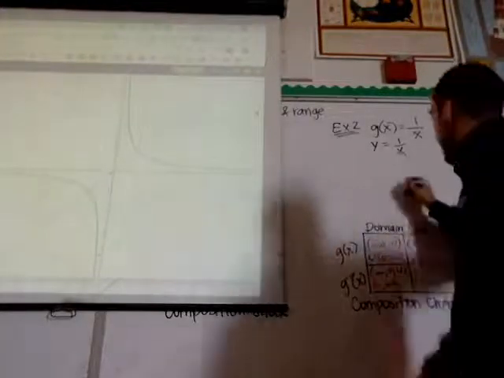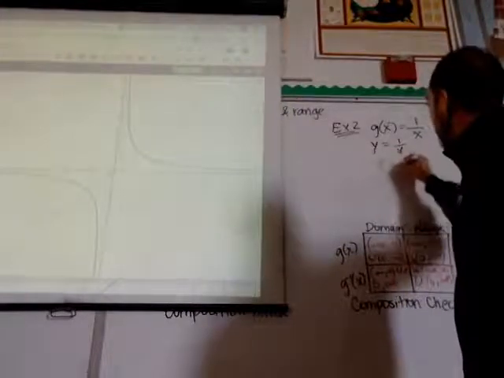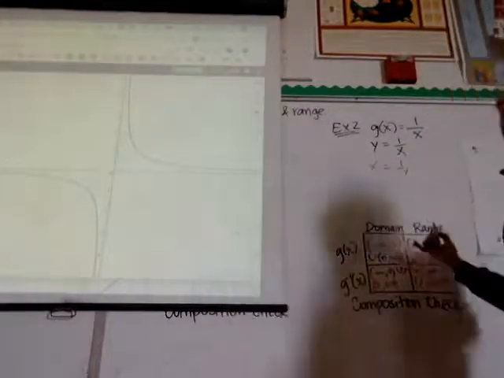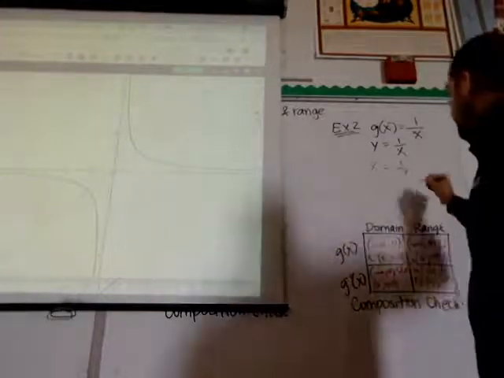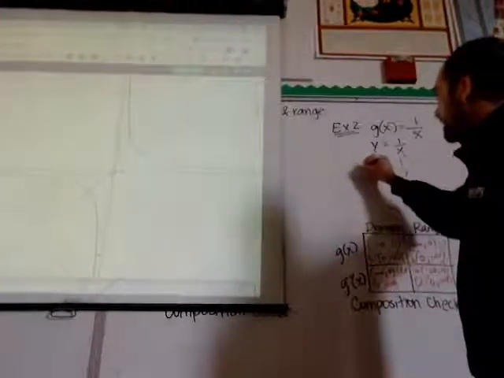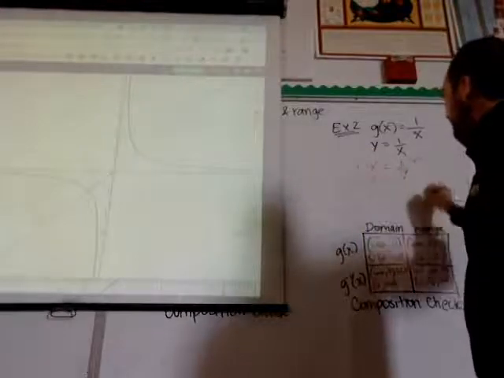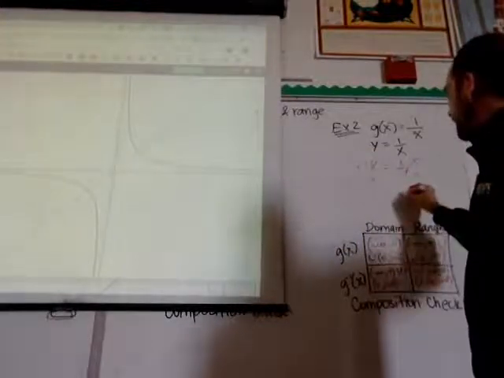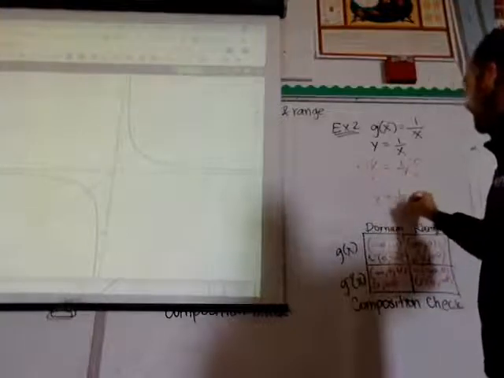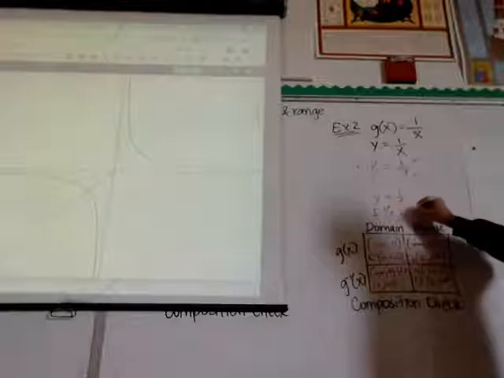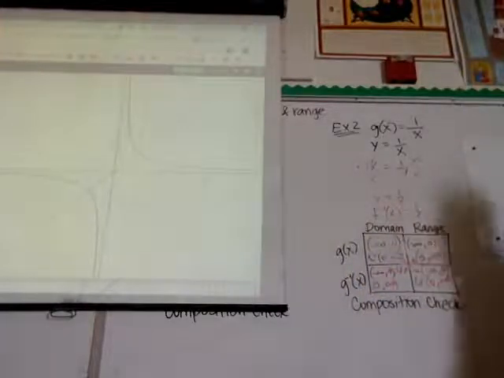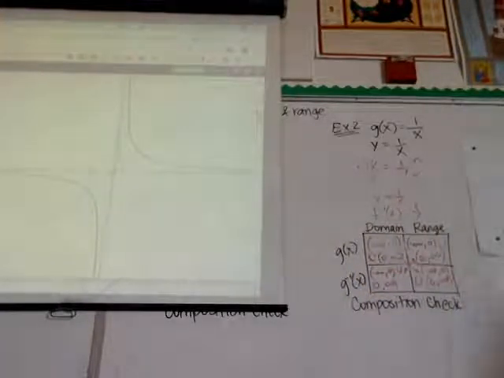So, we switch the place of x and y, 1 over y. Anytime you're in this situation, they actually do just switch places. But if you wanted to, you could see that you multiply by y, and you divide it by x, and we get y is equal to 1 over x. Change that to function notation. And that's it for that. Now let's do the composition check.